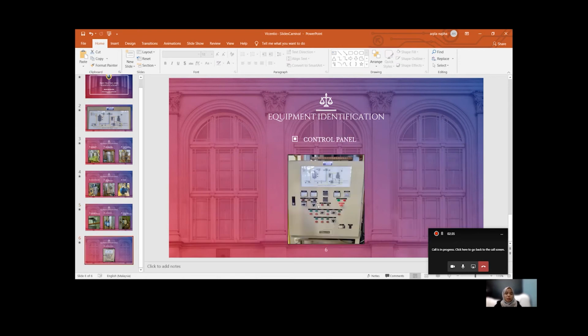And lastly, the control panel, which monitors the flow, temperature, valve position, as well as the emergency shutdown in the process.